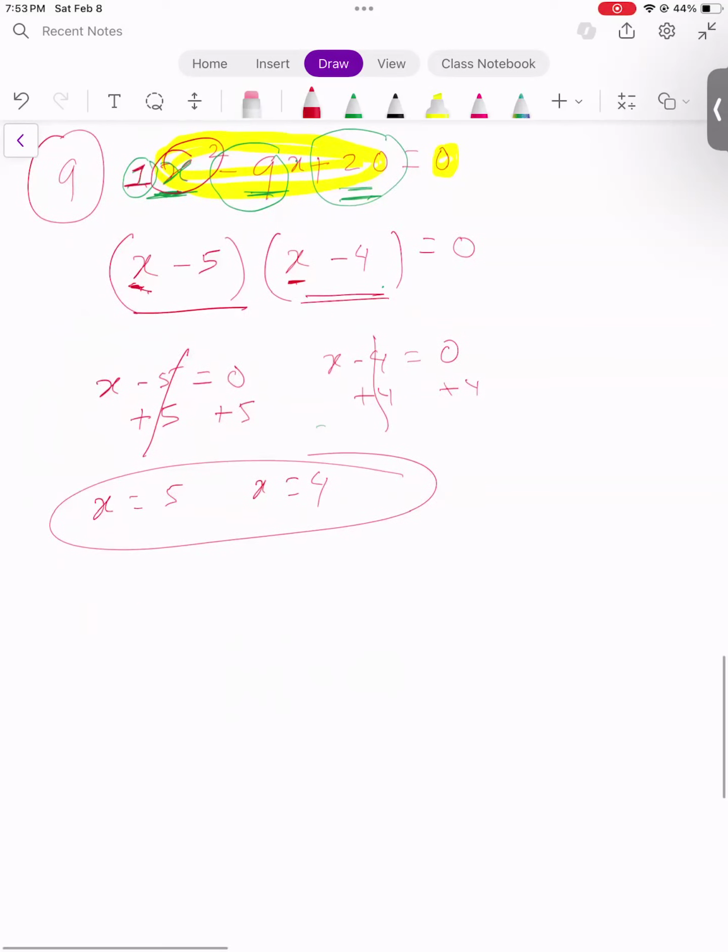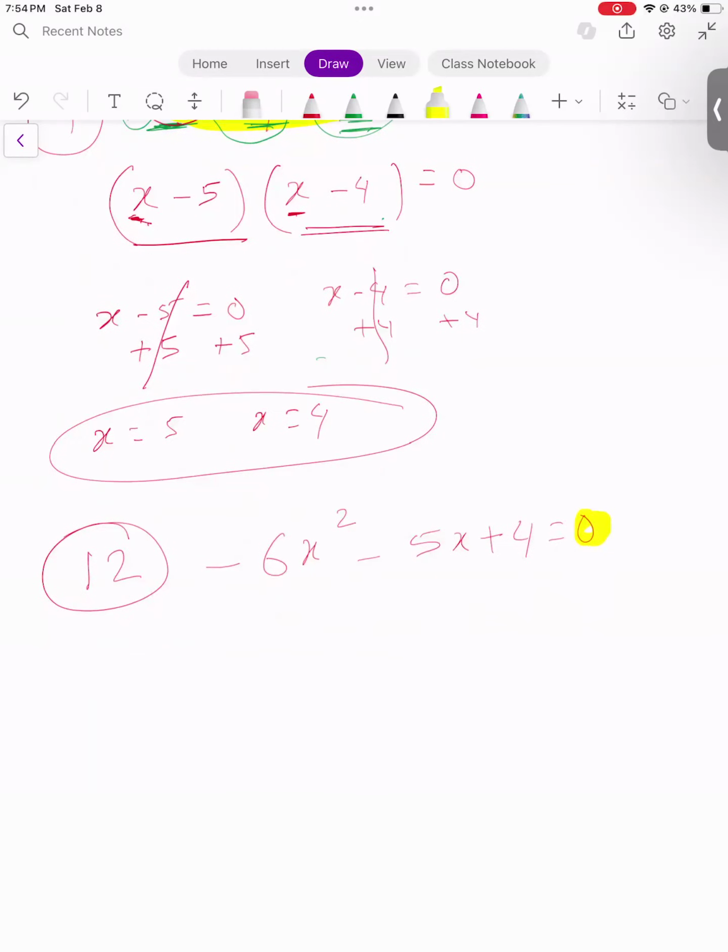Good. Now let's go to the next one. We have number 12, negative 6x squared, negative 5x, positive 4 equals 0. We are still using the factoring method. The first step of the factoring method is making 0 on one side. We already have 0 on the right side, so we can skip this step.